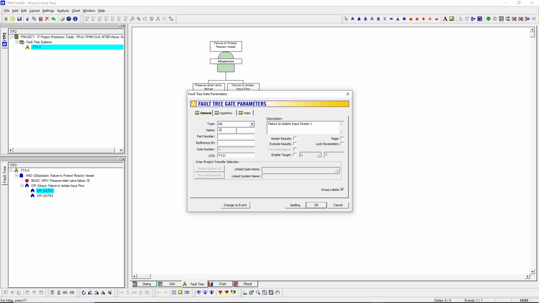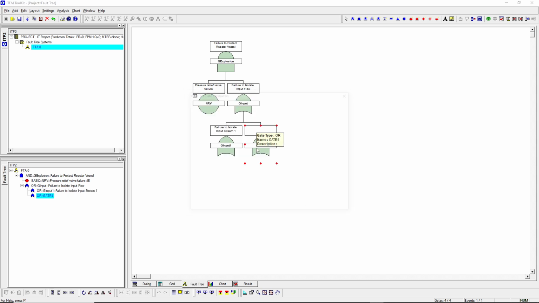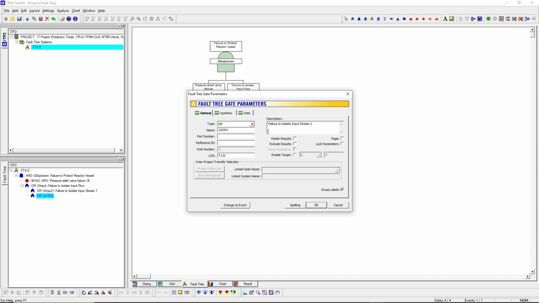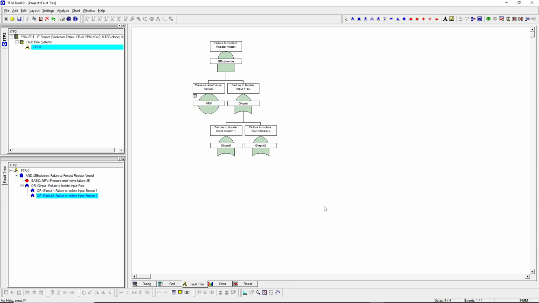Let's expand the tree by adding two new subgates beneath G input. Adhering to our strict naming convention, we will label these short names G input 1 and G input 2. For their descriptions, we can detail them as failure to isolate input stream 1 and failure to isolate input stream 2, respectively. Now, we need to determine the logical gate type for G input.